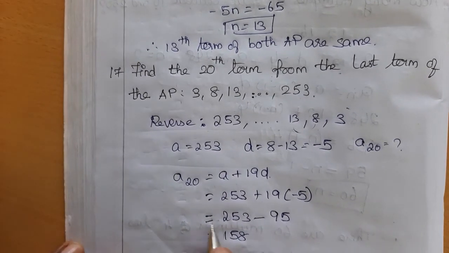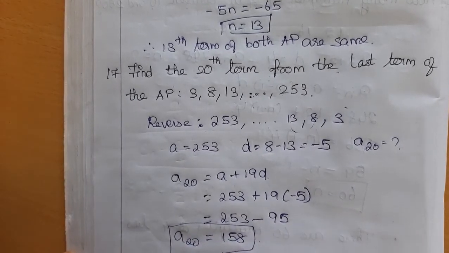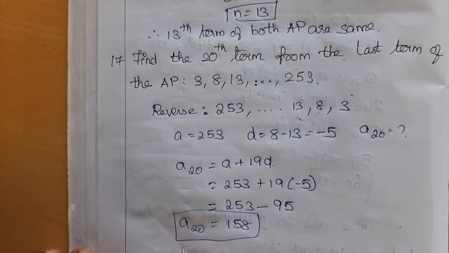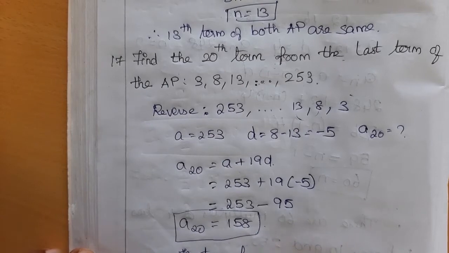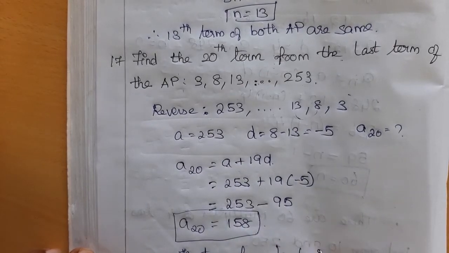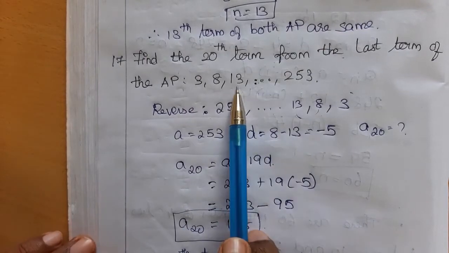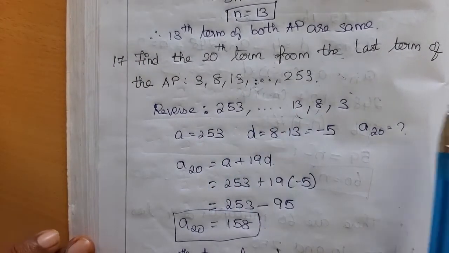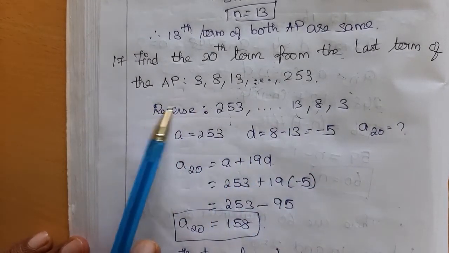158. So the 20th term is 158. Therefore, the 20th term from last is 158. Clear? So either we can directly find the number of terms and then find the 20th term from the beginning, or else we can reverse and say from the first, the 20th term. We can find it from the beginning as the 20th term.